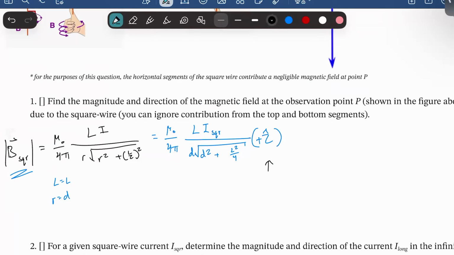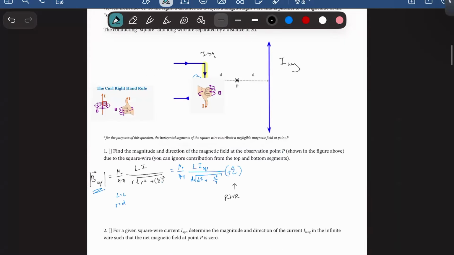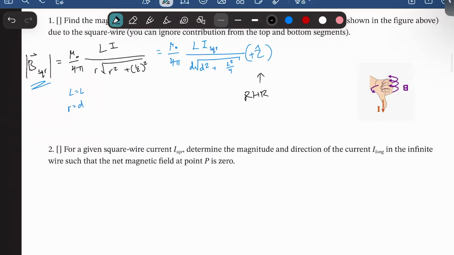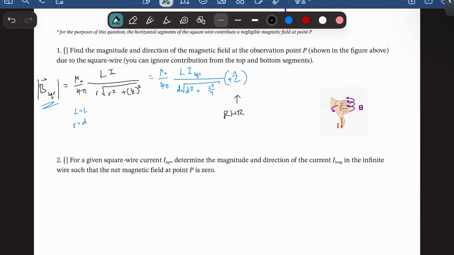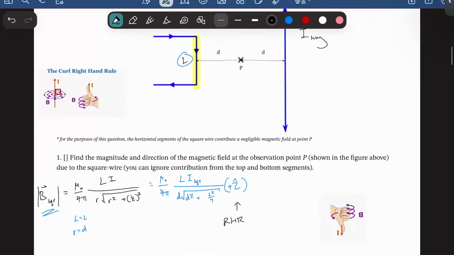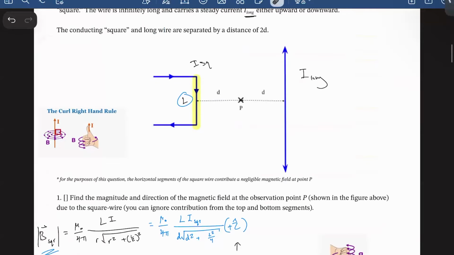And this part is, again, just applying the right-hand rule. Hopefully that makes sense. Definitely make sure we're comfortable with the right-hand rule. I'll probably use this picture later as well. For a given square wire, current I squared, determine the magnitude and direction of the current I long in the infinite wire such that the net magnetic field at point P is 0. So we already know that B from the square comes out of the page, positive z, which means that the magnetic field from this long wire, in order to cancel it out, has to point in the equal but opposite direction. So it has to point negative z.